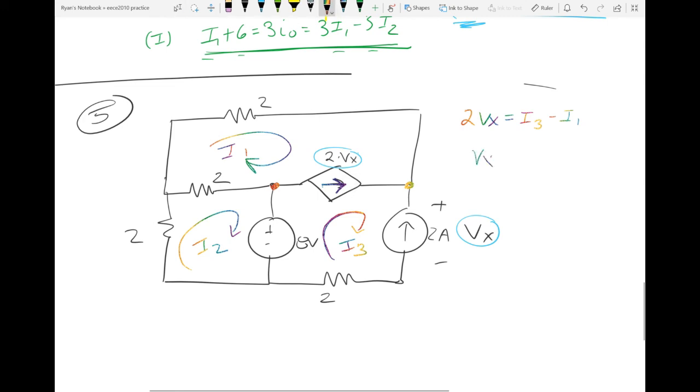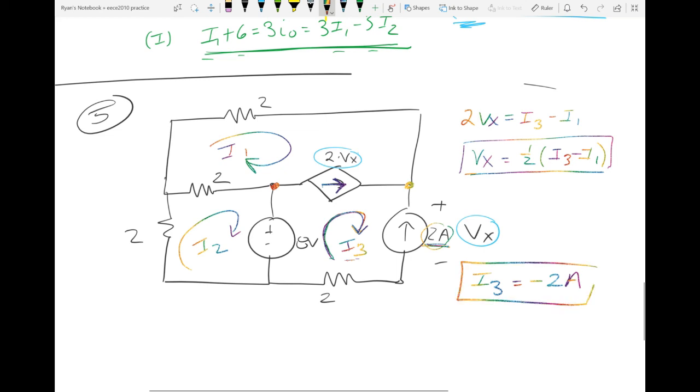So now you can write that Vx is equal to 2 times 1/2 (I3 minus I1). Now you have Vx in terms of your variables. Also here, this 2 amp source is not shared by any other meshes. So I3, which goes this way, will be set by this. Now, unfortunately, the way I3 was given to you, it opposes this, so you have to make sure that you write that I3 is equal to negative 2 amps. That's your second equation. Okay.